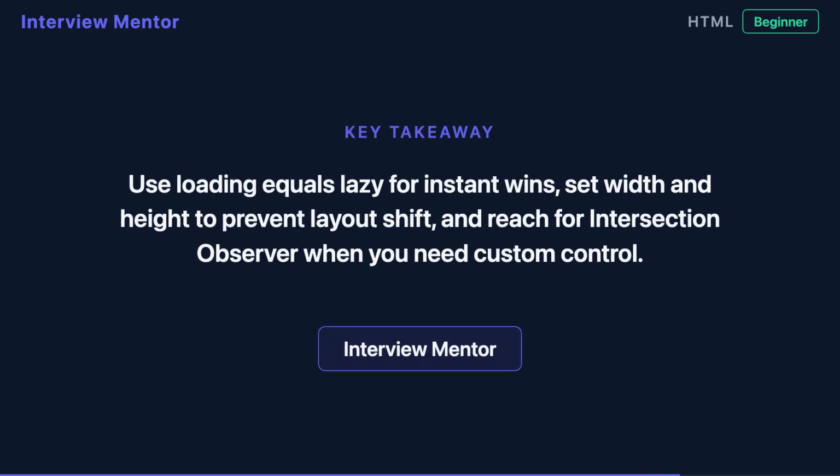Use loading equals lazy for instant wins, set width and height to prevent layout shift, and reach for Intersection Observer when you need custom control.